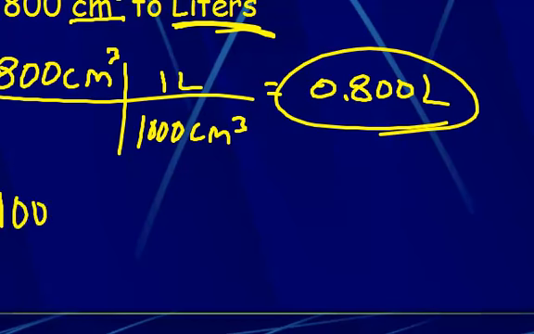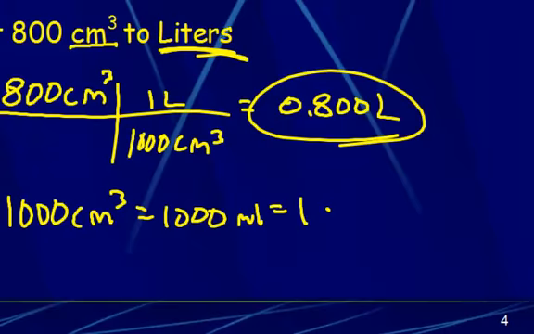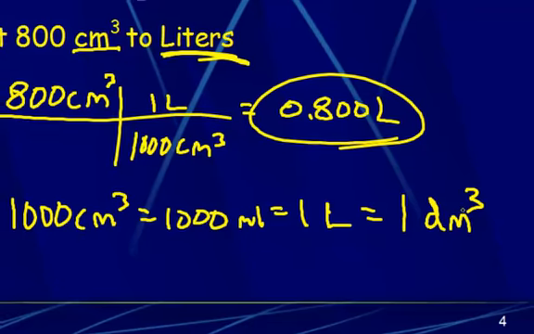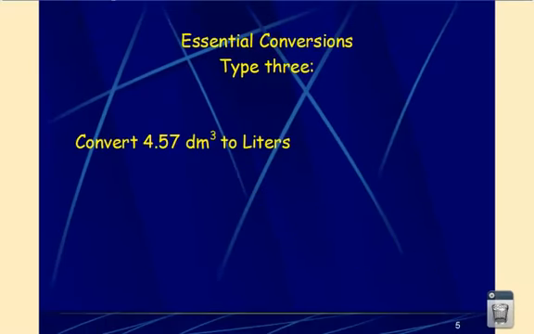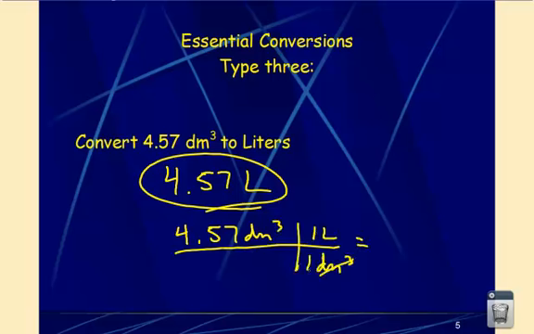So there was a conversion that we memorized. 1,000 centimeters cubed equals 1,000 milliliters equals 1 liter. And then the key one was the last one, because you're going to see that in this, and that was 1 decimeter cubed. So related to that, 4.57 decimeters cubed to liters, the answer would be 4.57 liters, because decimeters cubed and liters are equal. Or to use the conversion factor, 1 decimeter cubed equals 1 liter. So we could set it up as a dimensional analysis problem. All right, so that's the third one.